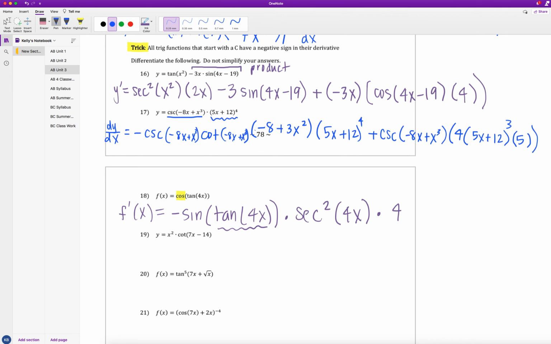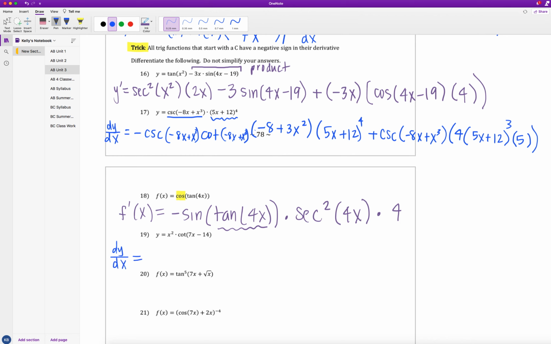Okay, let's look at example 19. So in example 19, we have y equals x squared times cotangent of 7x minus 14. What do you guys think? What rule or rules will we have to use in example 19? So in example 19, I'm going to use a chain rule, but first I need to use the product rule since I have x squared times cotangent. So let's start writing out our derivative.